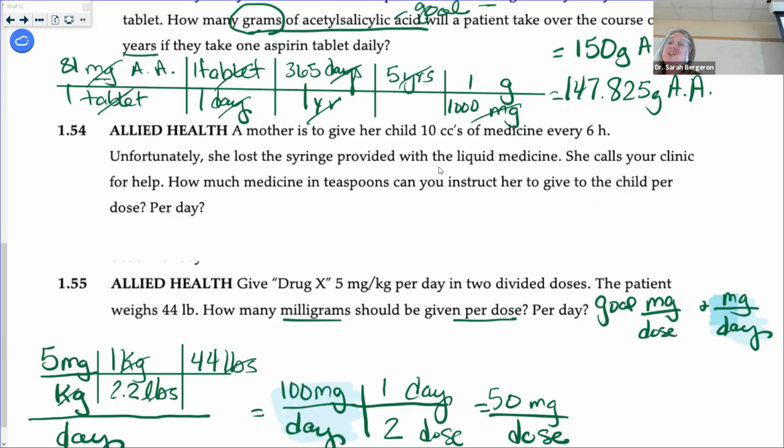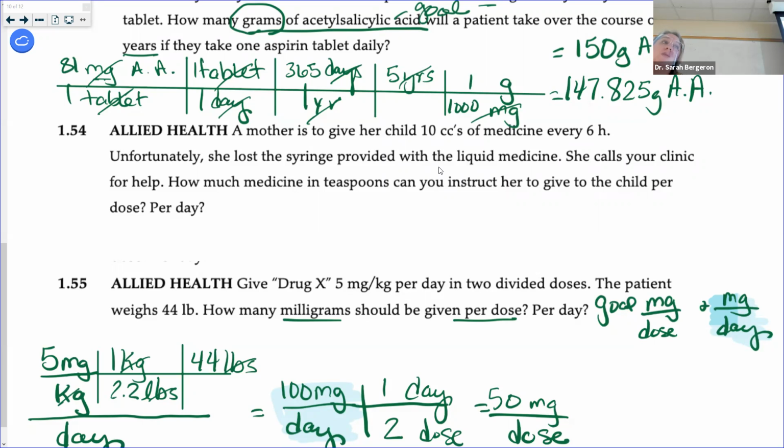So a mother is to give her child 10 cc's of medicine every 6 hours, but she lost the syringe that was provided with the liquid medicine. Been there, done that. She calls your clinic for help. How much medicine in teaspoons can you instruct her to give the child per dose and per day? What are we going to do here? What kind of a problem is this? It's dimensional analysis. It's fence posts.